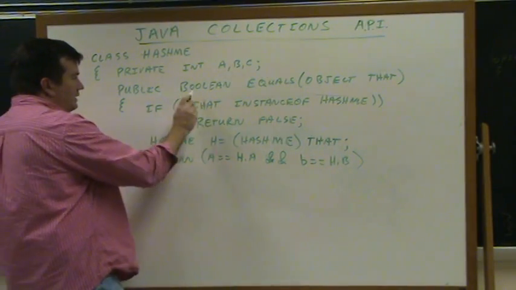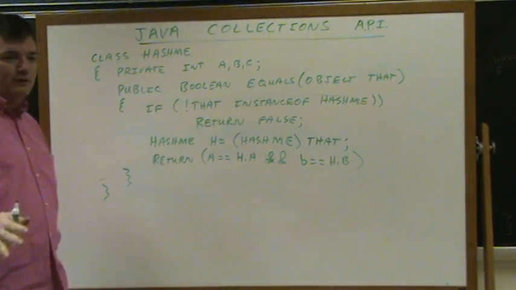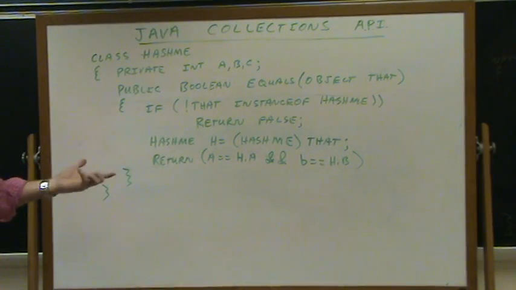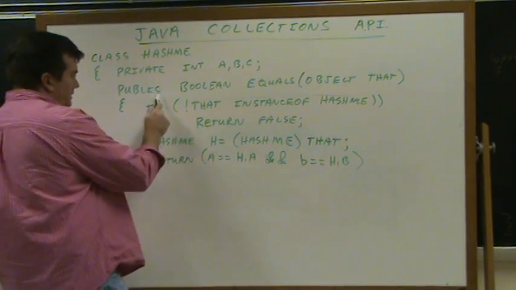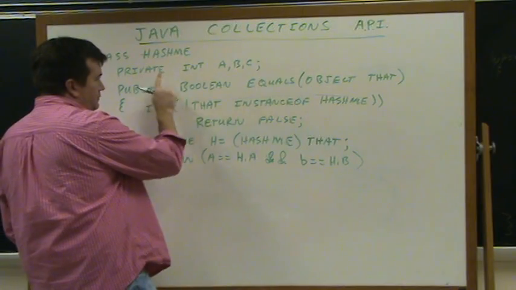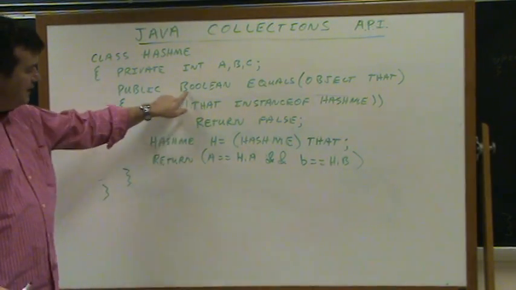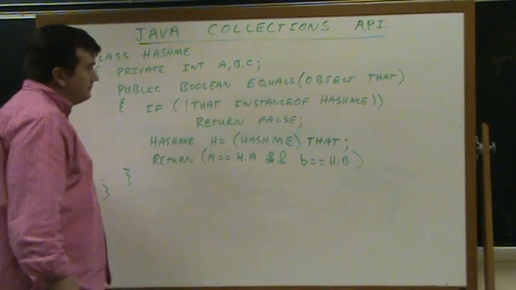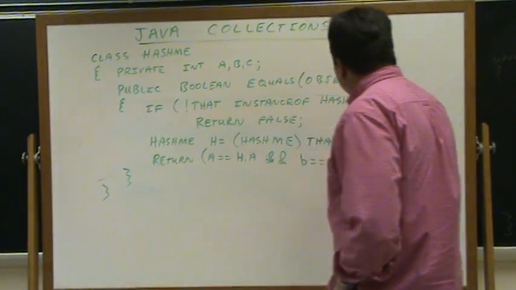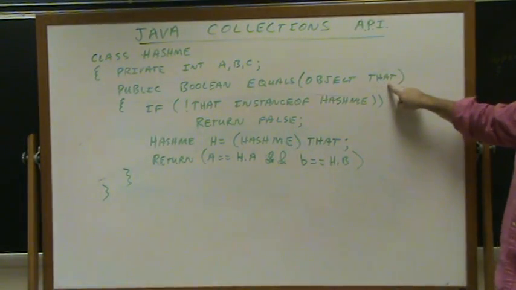So we're going to write a Boolean function. So equals is either true or false. If I say, is this equal to this, it's either true or false. So it's a public method. These fields are private, which means you can't access these from the outside. Public means you can access this function. So equals takes in an object called that.